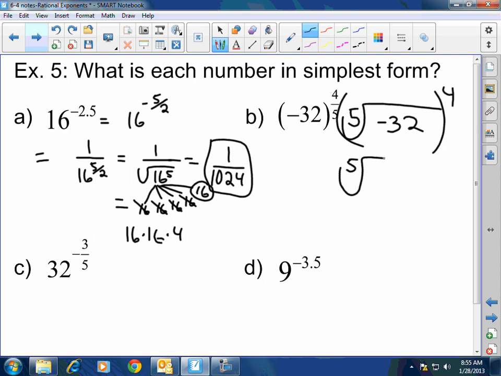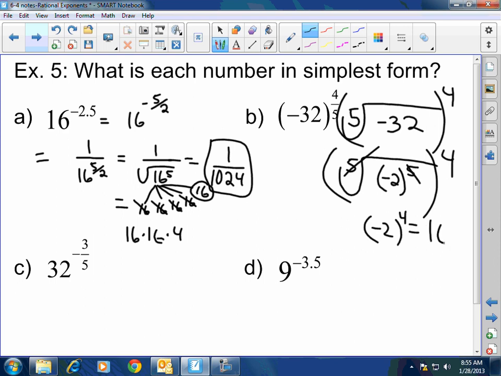Isn't negative 32 negative 2 to the fifth power? So why don't I go negative 2 to the fifth power, all raised to the fourth. Wait a second. The fifth root of negative 2 to the fifth power, those cancel. So I got negative 2 to the fourth power. Negative 2 to the fourth power will equal 16 as well. So there is more than one way to skin this cat.